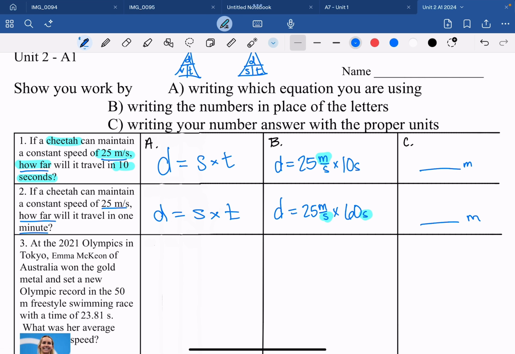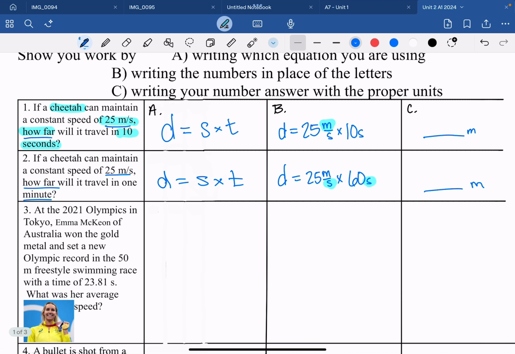All right, number 3. At the 2021 Olympics in Tokyo, Emma McKeon of Australia won the gold medal and set a new Olympic record in the 50-meter freestyle swimming race with a time of 23.81 seconds. What was her average speed? So we know a few things by reading this one. What are we given? We know that the swimming race was 50 meters long, and we also are given her time, and we want to know what was her average speed. So there is the question there.